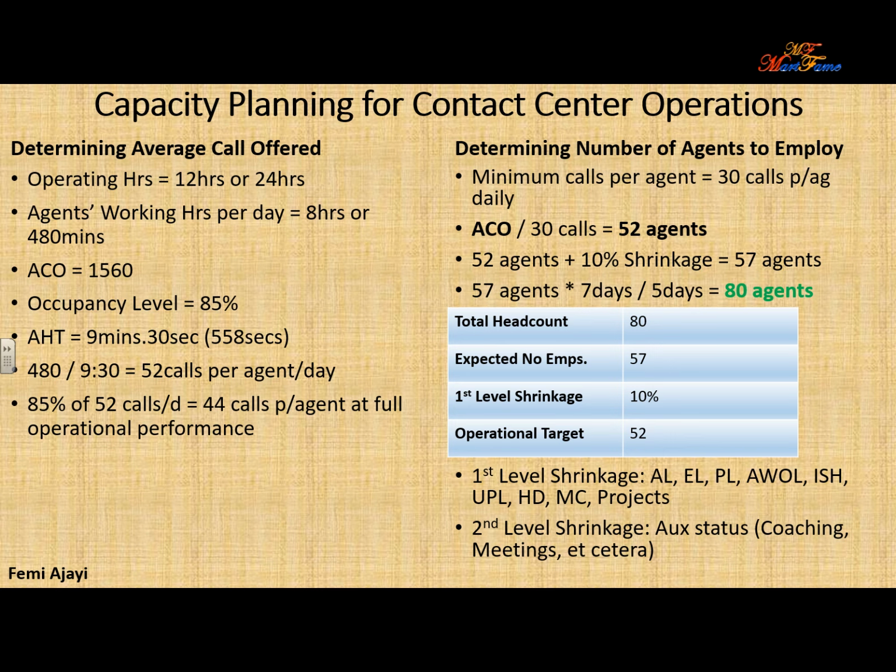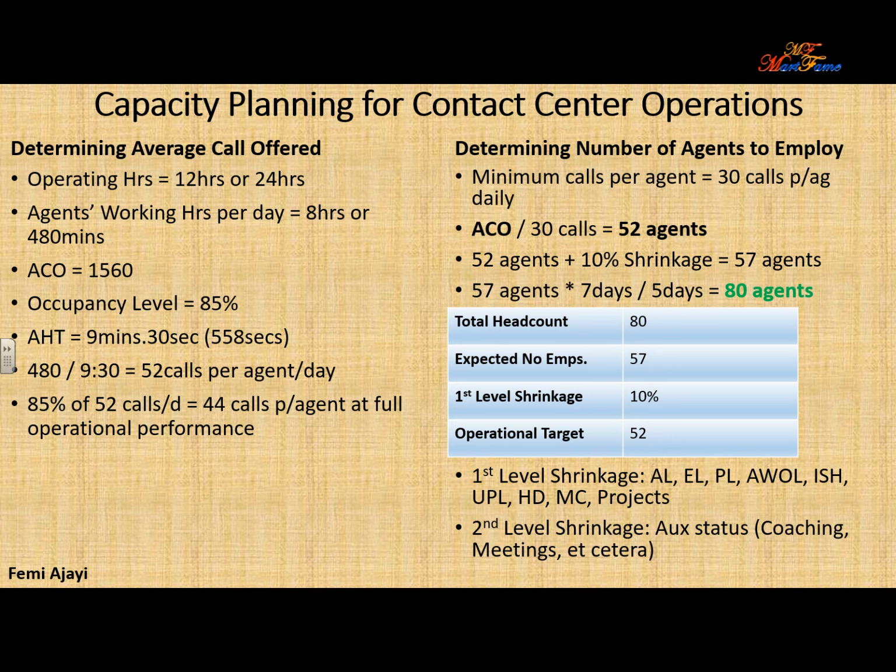The next thing you want to set a standard will be your occupancy level. Your occupancy level is how busy you want your agent to be within a given hour or within a day. So industry standard is often between 80 to maybe 90, but I'm just going to be using 85 as the standard. The next thing you want to establish is your AHT. AHT is average handling time, which includes talk time, hold time, and after call work. Sample data here is 9 minutes 30 seconds. Translate that to seconds, that will be 558 seconds.